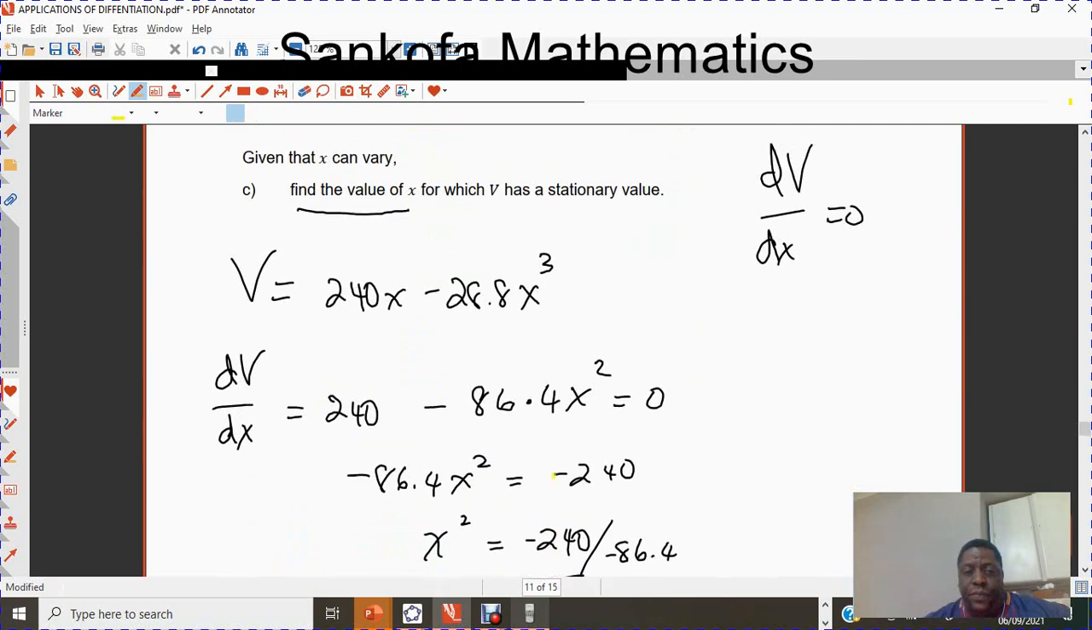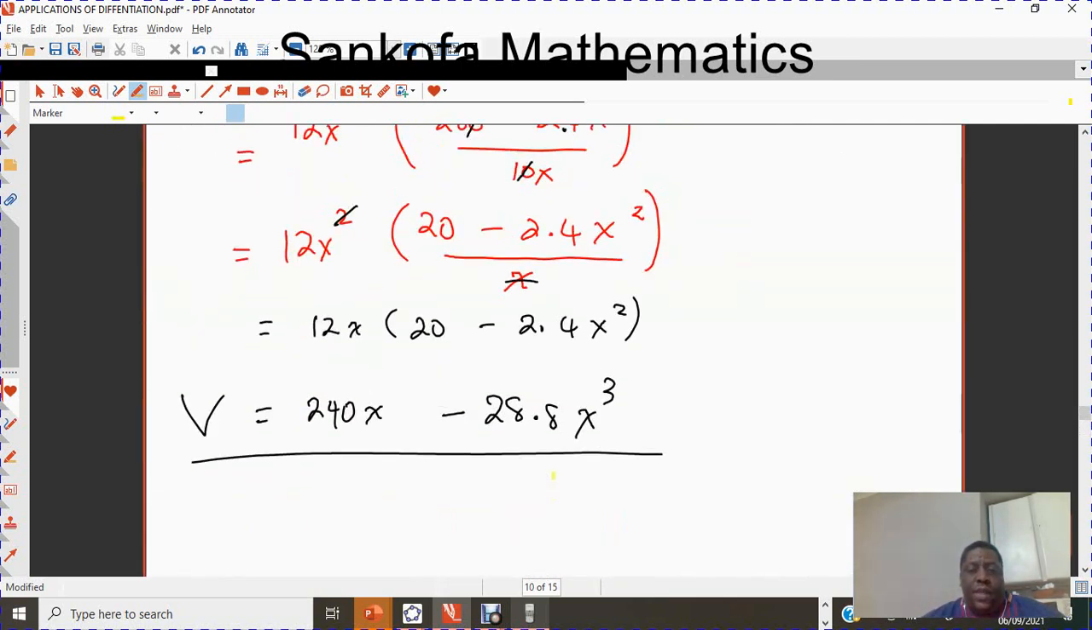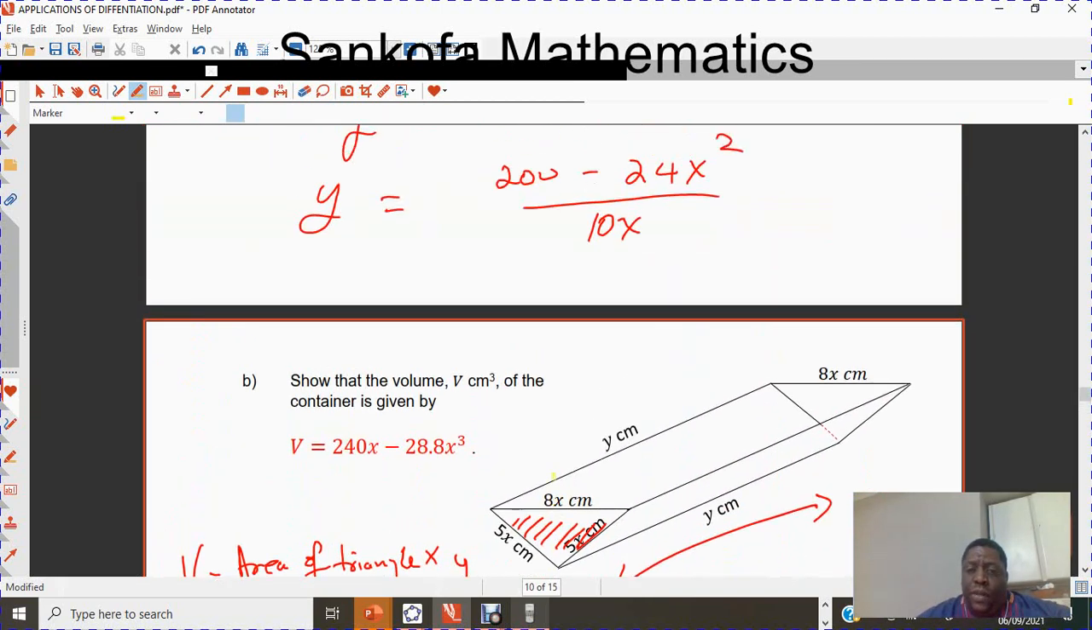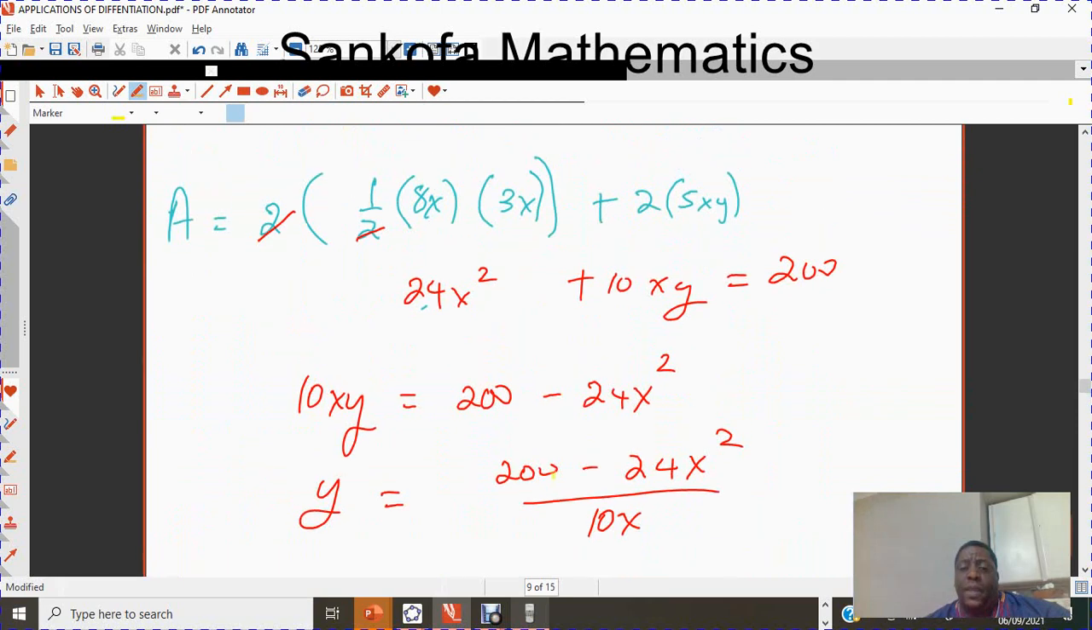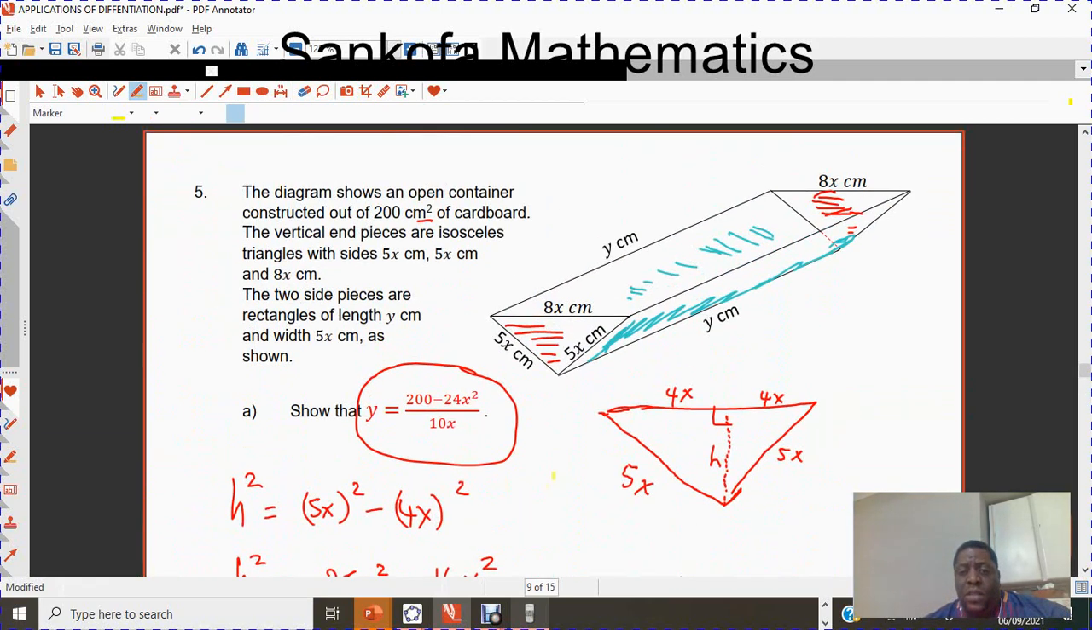Maximum value, maximum volume. All right, so it's a question that has been divided into quite a few parts, and you need to be able to remember a few of the things like Pythagoras' theorem and find a height, write that height in terms of x, and from there on, continue with the rest of the question.